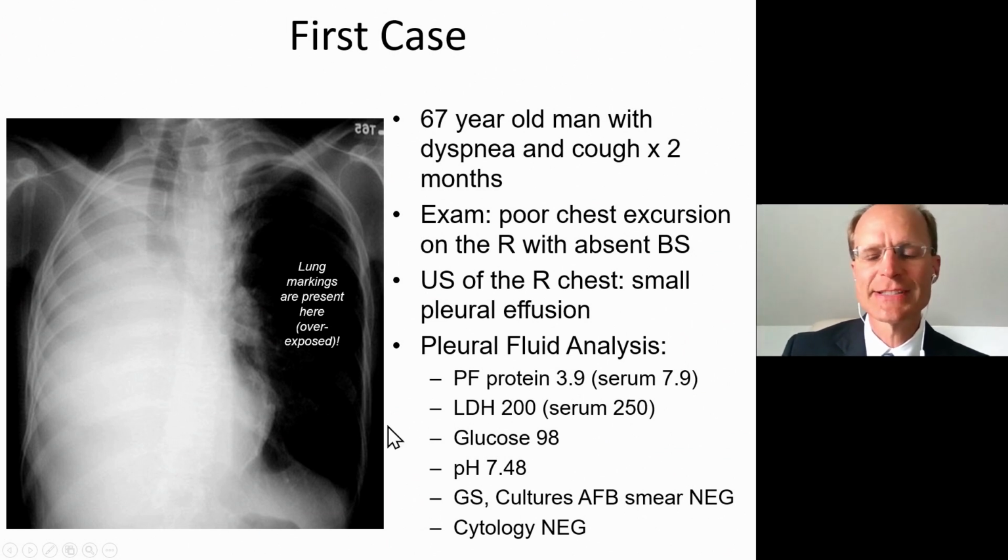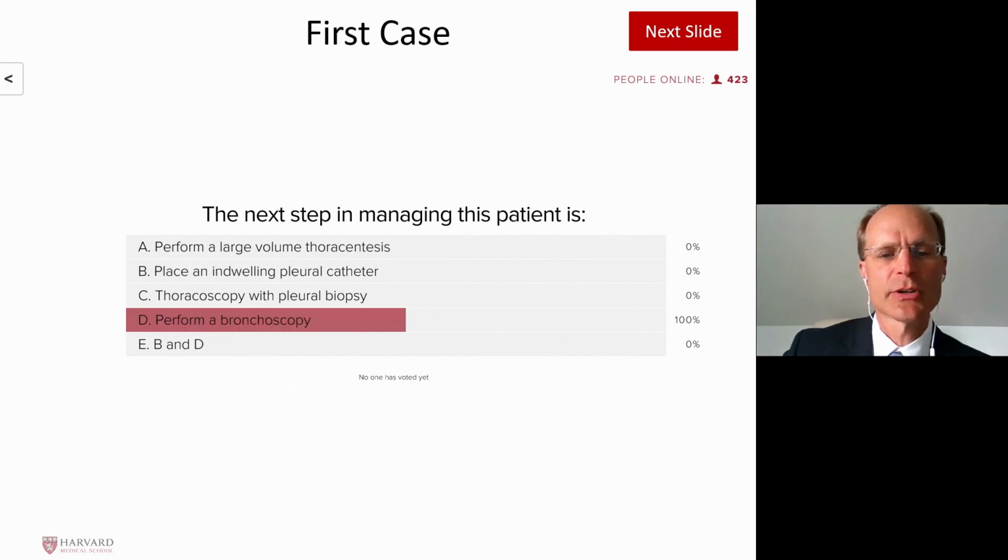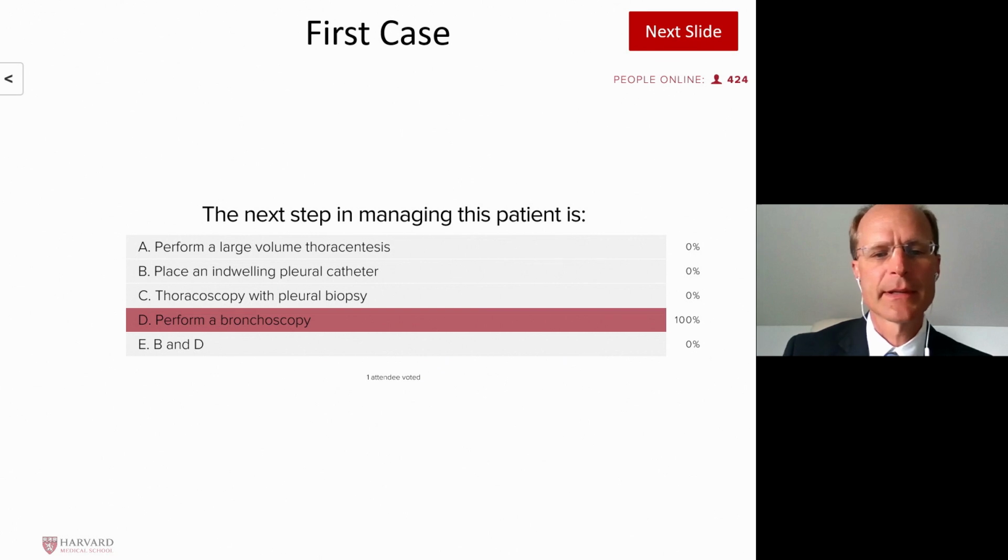And the pleural effusion is sampled, revealing a protein of 3.9, an LDH of 200, making it a transudate or borderline exudate. Glucose is 98, pH 7.48, and all the cultures and cytology are negative. So the next step in managing this patient's pleural effusion would include: A, perform a large volume thoracentesis; B, place an indwelling pleural catheter; C, do a thoracoscopy with biopsy; D, perform a bronchoscopy. And I see people voting for perform a bronchoscopy.